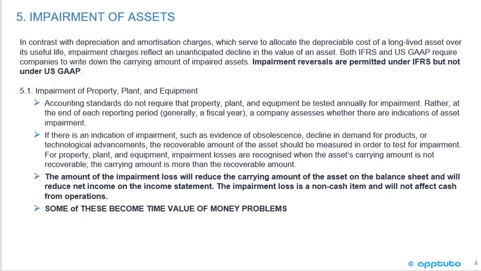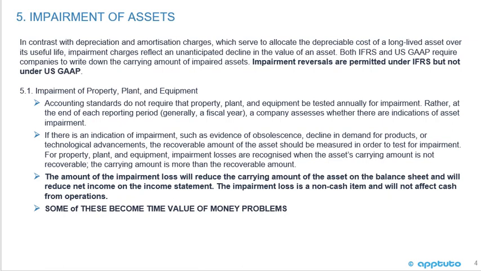In contrast with depreciation and amortization charges, which serve to allocate the depreciable cost of a long-lived asset over its useful life, impairment charges reflect an unanticipated decline in the value of an asset. Both IFRS and US GAAP require companies to write down the carrying amount of impaired assets. Impairment reversals are permitted under IFRS, but not under US GAAP. So first, let us look at impairment of property, plant, and equipment.